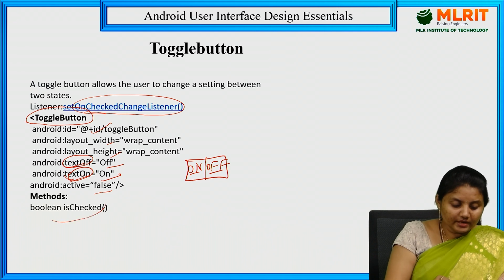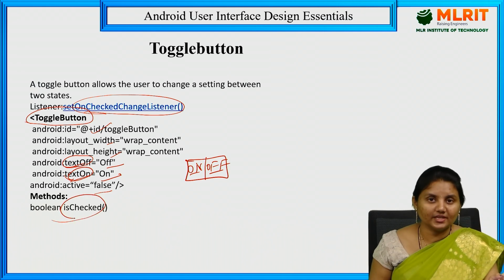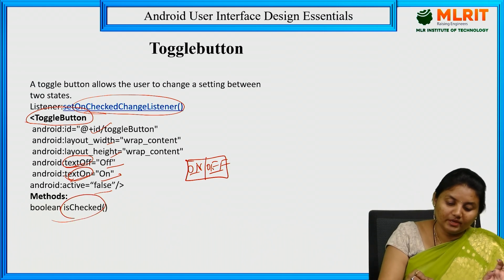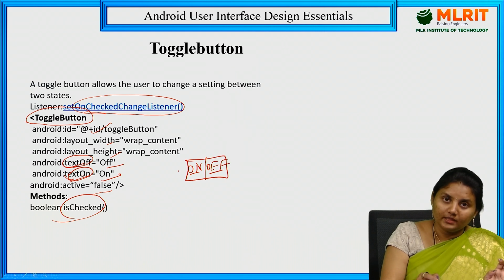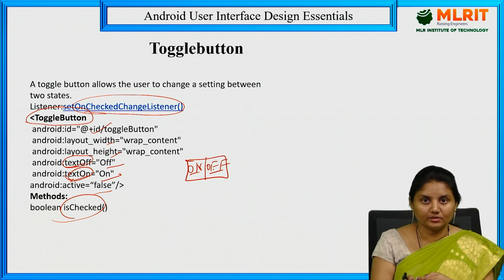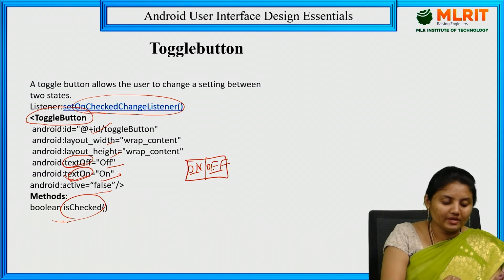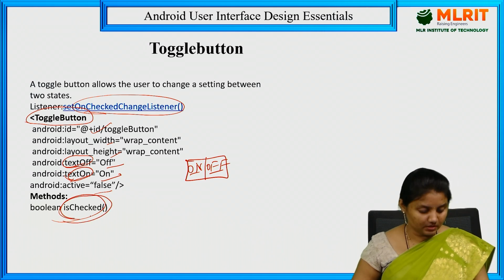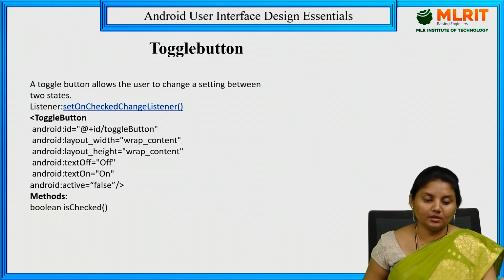And the method that you are going to use here is isChecked. Suppose if you are clicking this toggle button towards off, then it has to slide towards left and slide towards right based upon the requirement, right? So whether it is checked or not, we will be using this isChecked method.